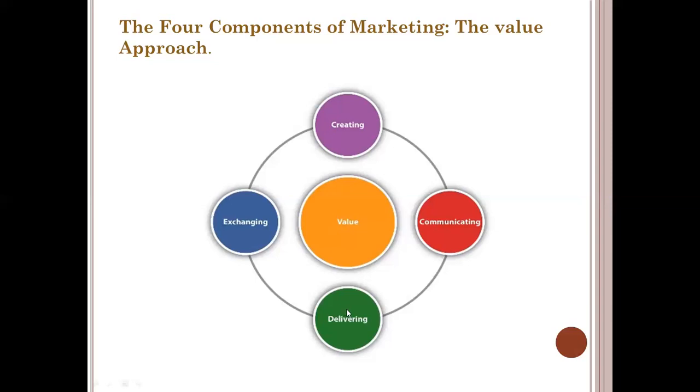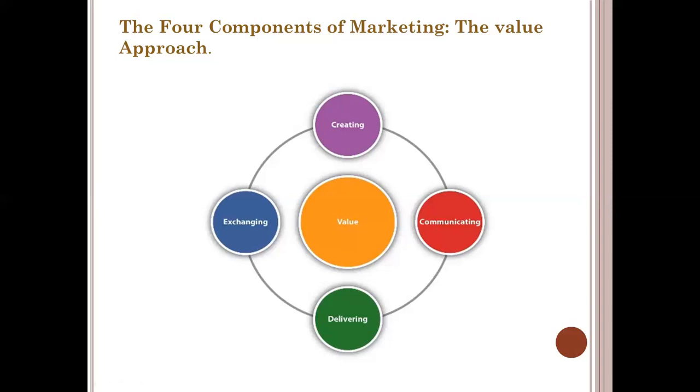We have the third component, which is delivering. Delivering offerings means getting those offerings to the consumer in a way that optimizes value. Marketing can't just promise value, it also has to deliver value. Delivering an offering that has value is much more than simply getting the product into the hands of the user. It is also making sure that the user understands how to get the most out of the product and is taken care of if he or she requires service later.